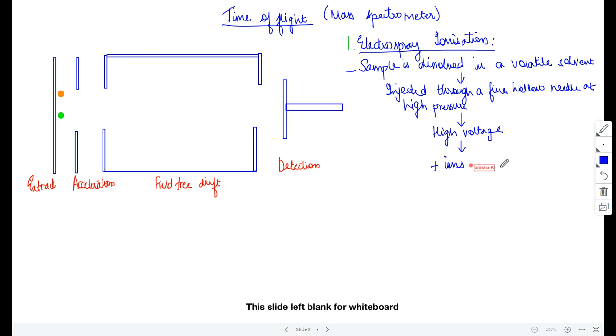So electrospray ionization is a process where the sample is dissolved in a volatile solvent. They are injected through a fine hole needle at a very high pressure. Because we are taking a volatile solvent which evaporates easily, it is subjected to a high voltage, and this results in positive ions. When do substances or samples form positive ions?